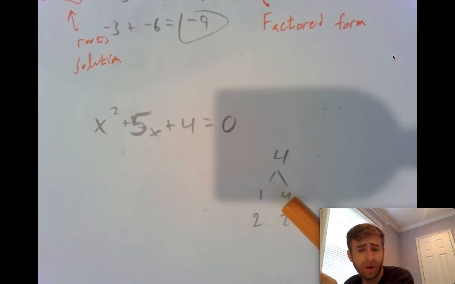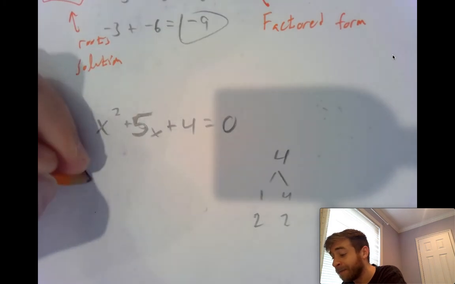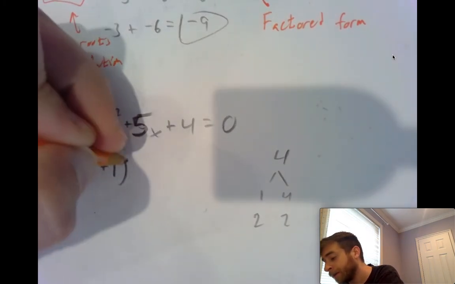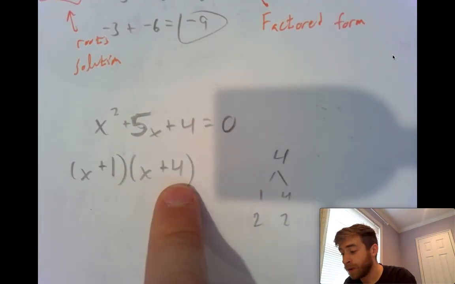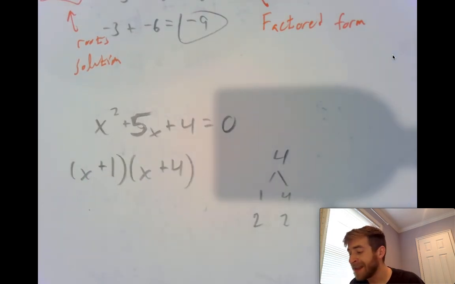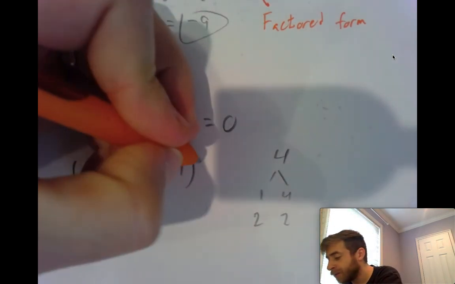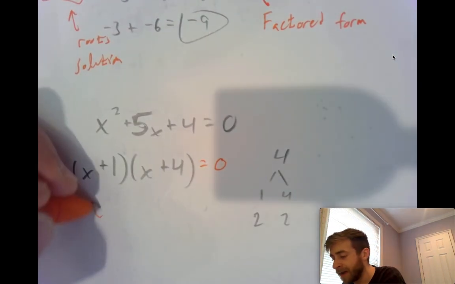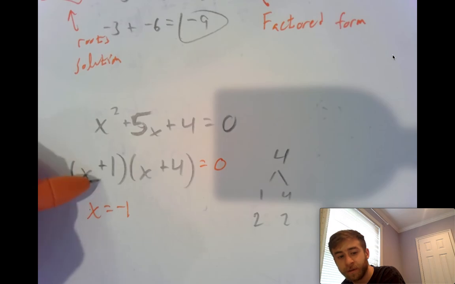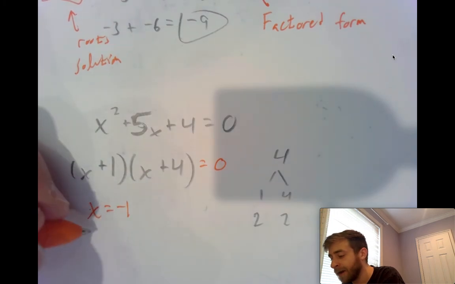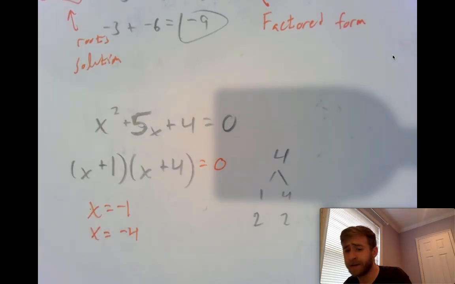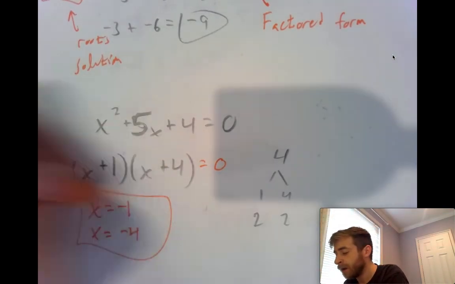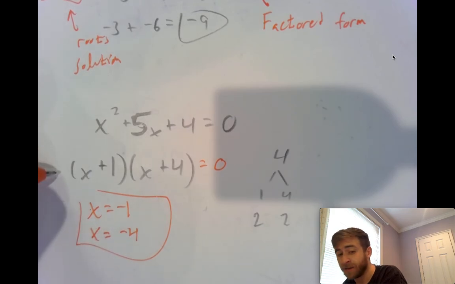1 and 4 add up to 5, right? So my factored form is going to be x plus 1 and x plus 4. 1 times 4 will make 4. 1 plus 4 will make 5. We're good. And then to get the solutions, because this is equal to 0, I flip the signs, right? If x was negative 1, this first binomial would become 0, and then multiply times whatever makes it 0. And then if x was negative 4, it would 0 that binomial out. So here are the solutions. This is the factored form.